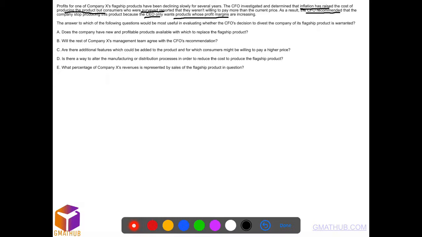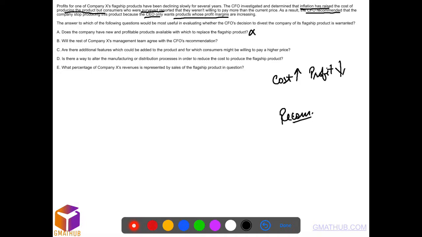The reasoning is that because the cost is going up and the profits are going down, he has to make a recommendation. That's the question at hand. Let's see. Does the company have new and profitable products available with which to replace the flagship product? What is the CEO saying? Whichever product is not giving me more profits, discontinue it. Does it say discontinue all the products which can be replaced by products of higher margins? No, he doesn't say that.